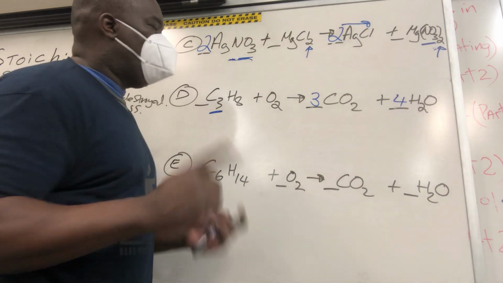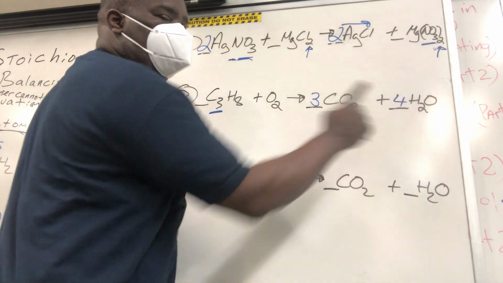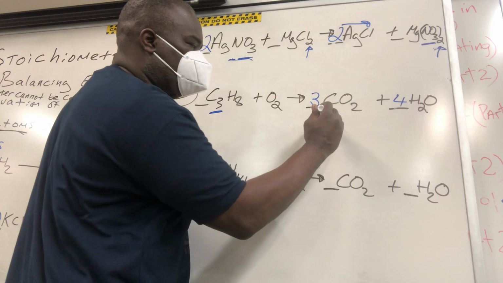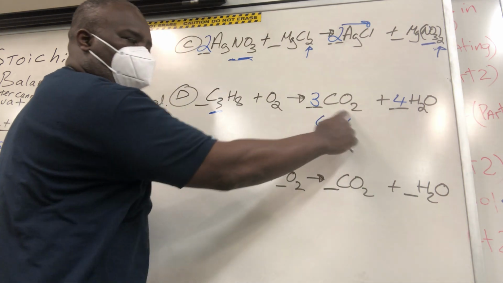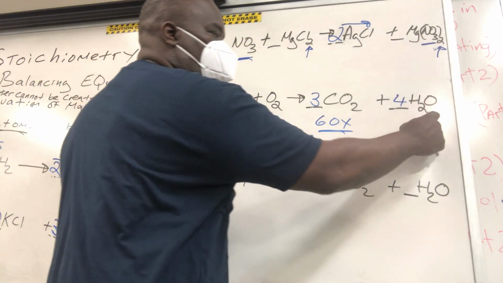But what do we have left? We have oxygens. We got 2 oxygens on this side, but on this side we have to be very, very careful because we have 3 times 2, right? 3 times 2. We have 6 oxygens here in the carbon dioxide, but we also have oxygens in the water.